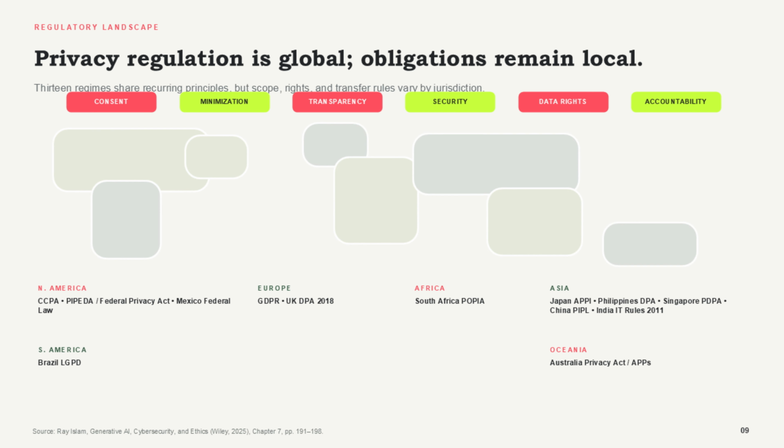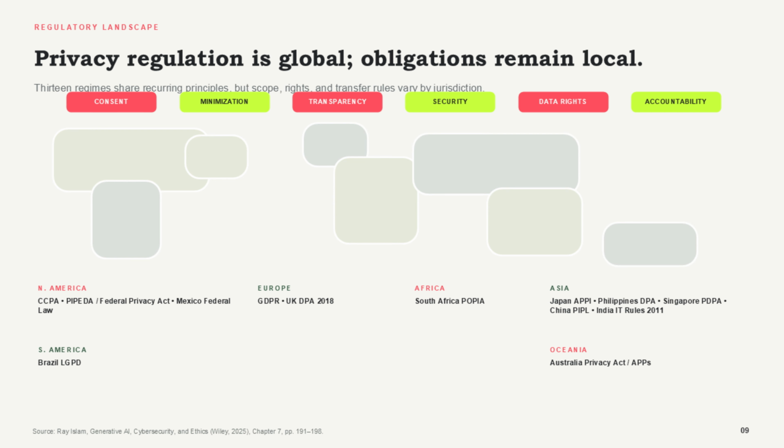Chapter 7 surveys 13 privacy regimes across 6 regions. The names and legal details differ, but recurring principles appear again and again. Consent, purpose limitation, data minimization, transparency, security, individual rights, and organizational accountability. Europe's GDPR has broad influence, including rights to access, rectify, and erase data, requirements for impact assessment, and expectations around explanation. The United Kingdom's DPA 2018 aligns with many GDPR principles.